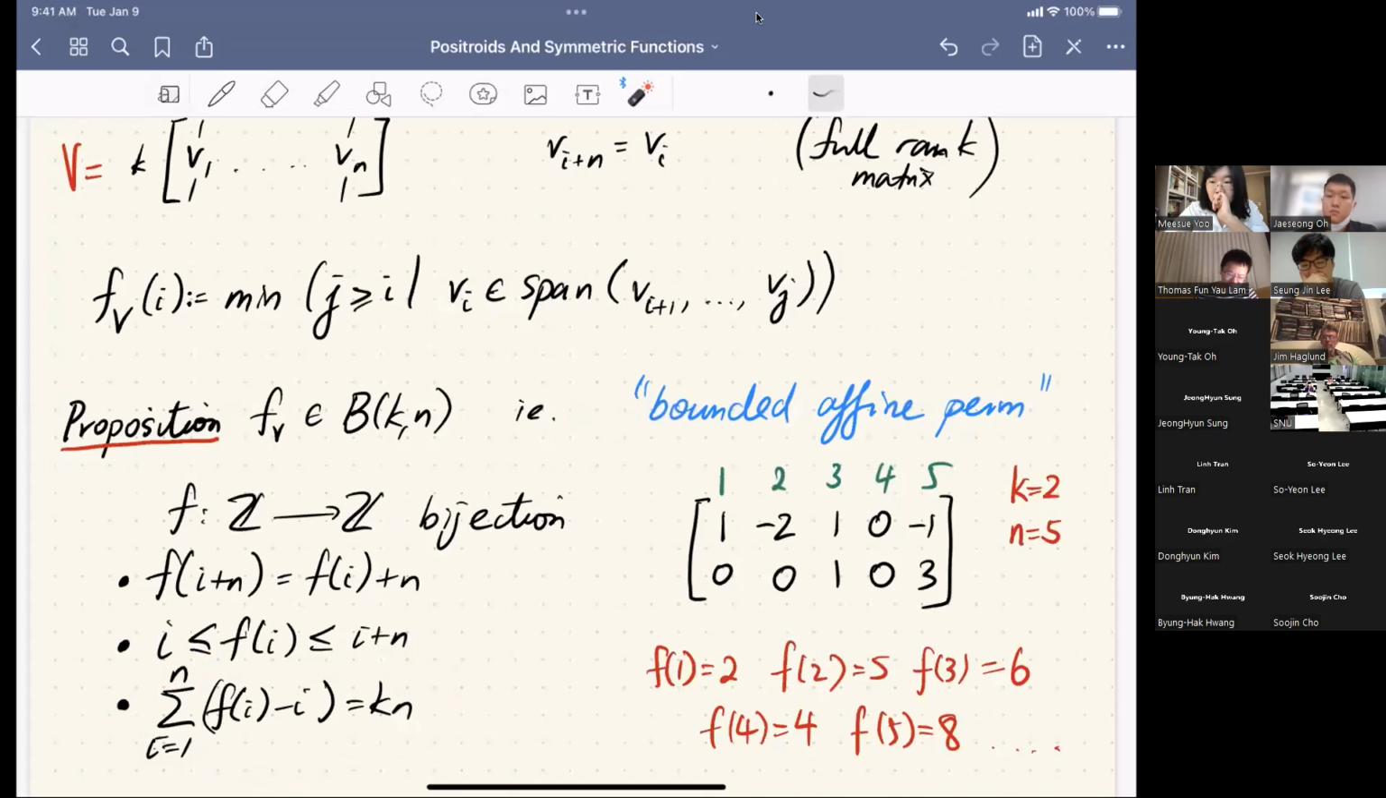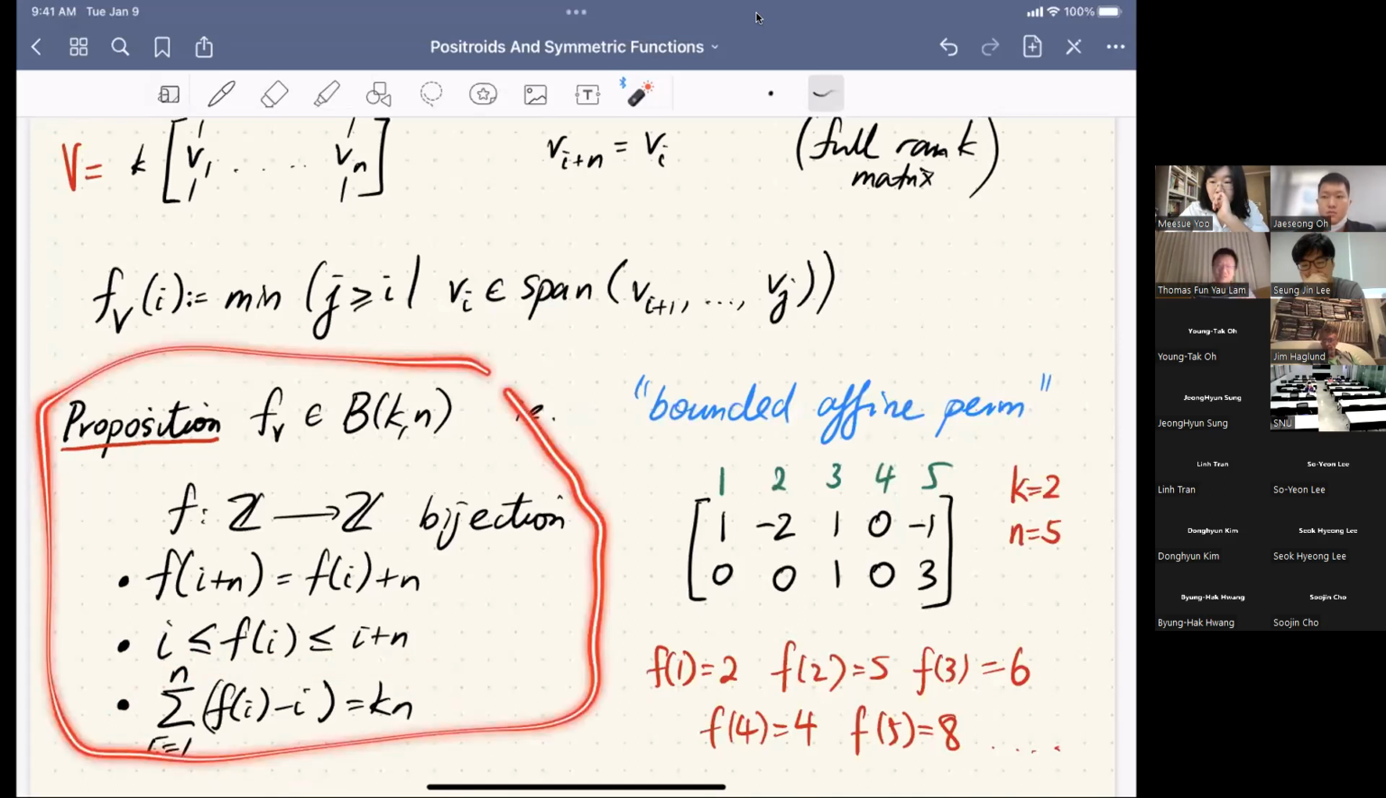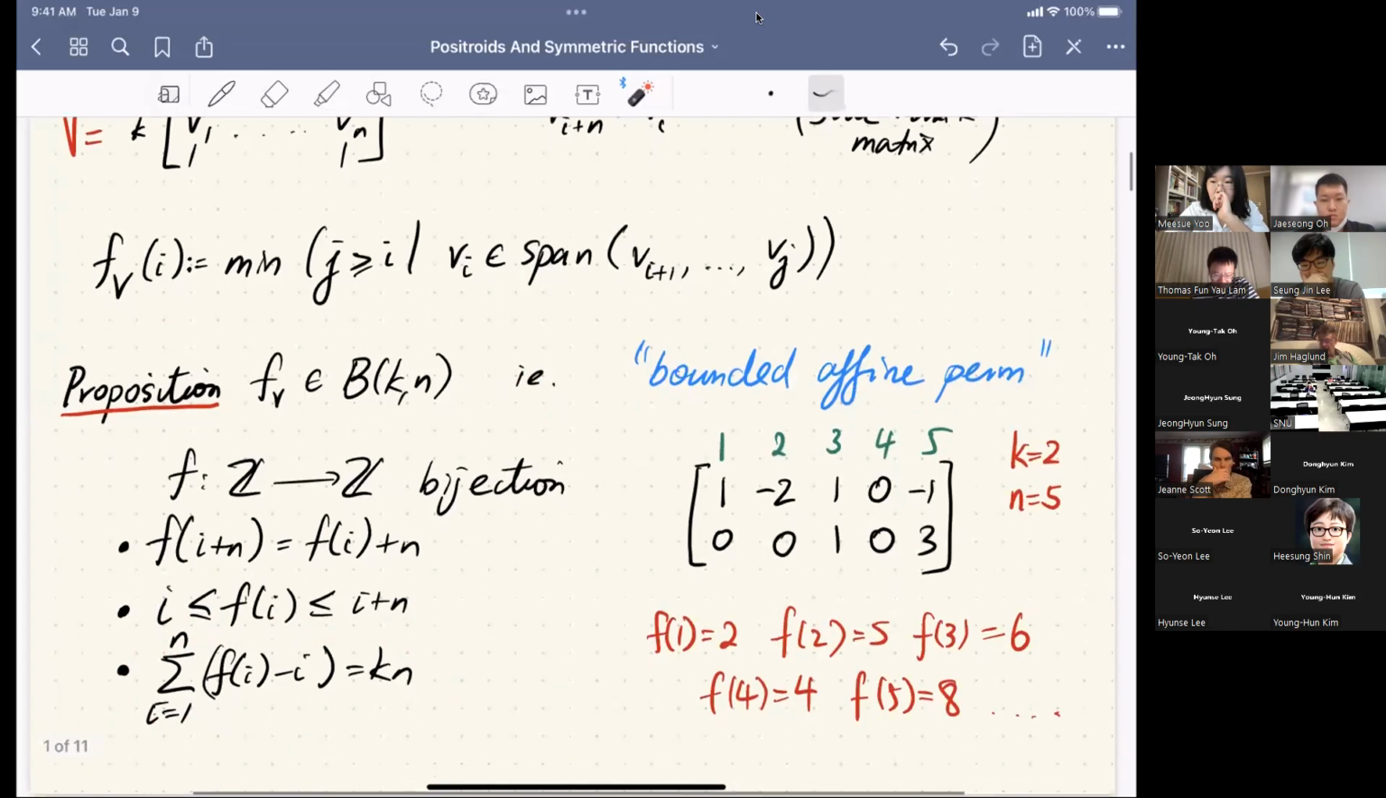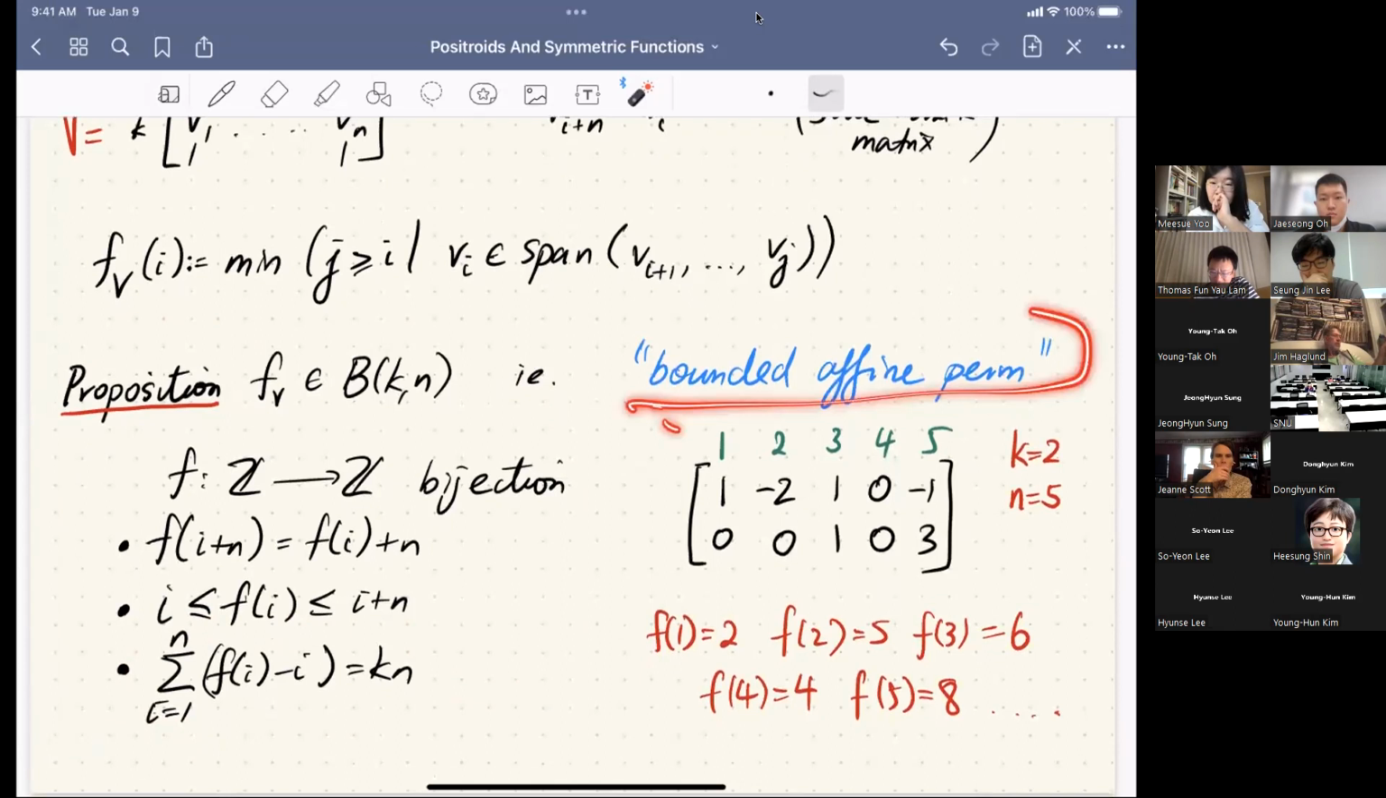Such bijections from the integers to integers, I'll call a banded affine permutation. So when I say positroid, I'll basically mean one of these things, a kind of affine permutation.